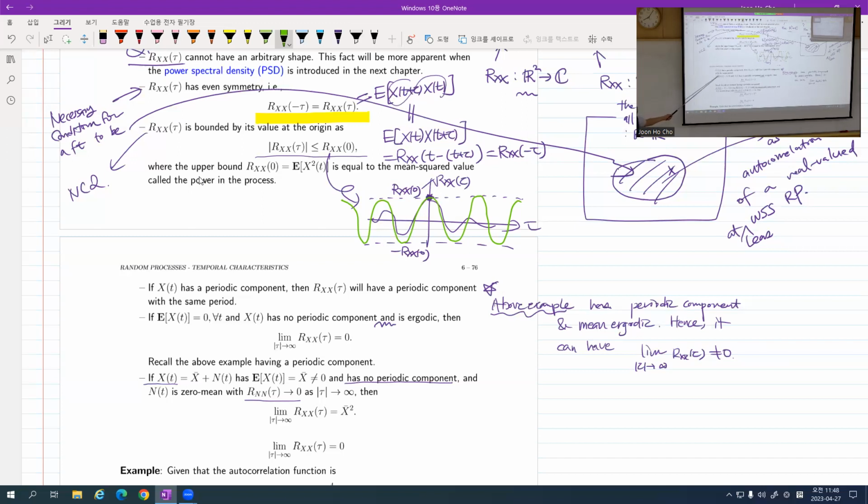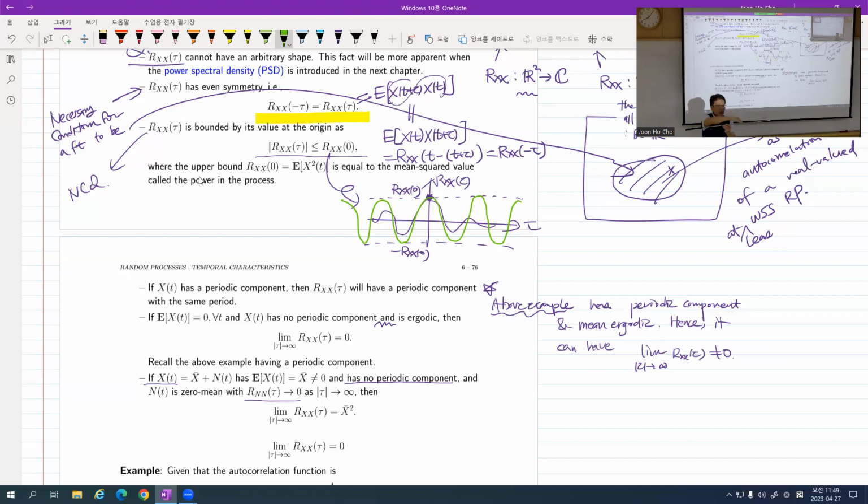And here go some other statements. If X has a periodic component, this property says that the autocorrelation function will have a periodic component with the same period. It makes sense, right? Suppose this is the time axis, and each sample path has a periodic component, for example, a constant cosine term.